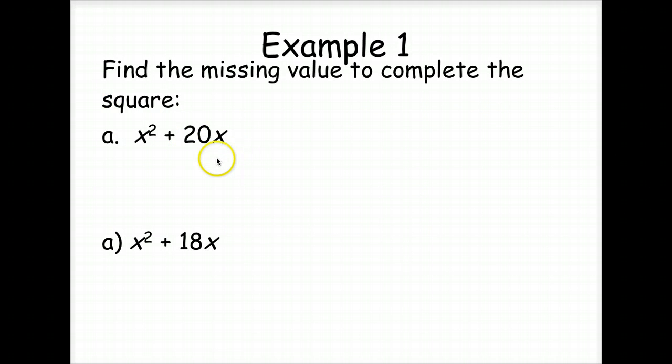Let's put this in practice. What is half of 20? That is 10. 10 squared would be 100. So the missing value, you'd have to add 100 here. How about this one? What's half of 18? 9 squared is 81. Okay?